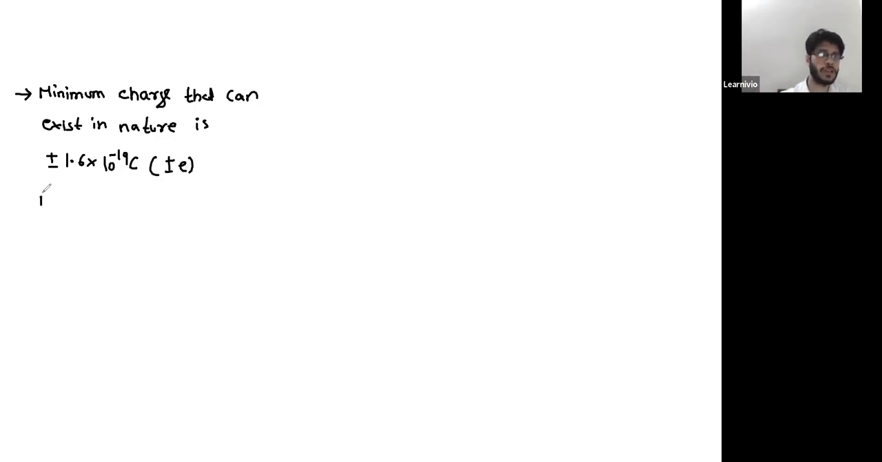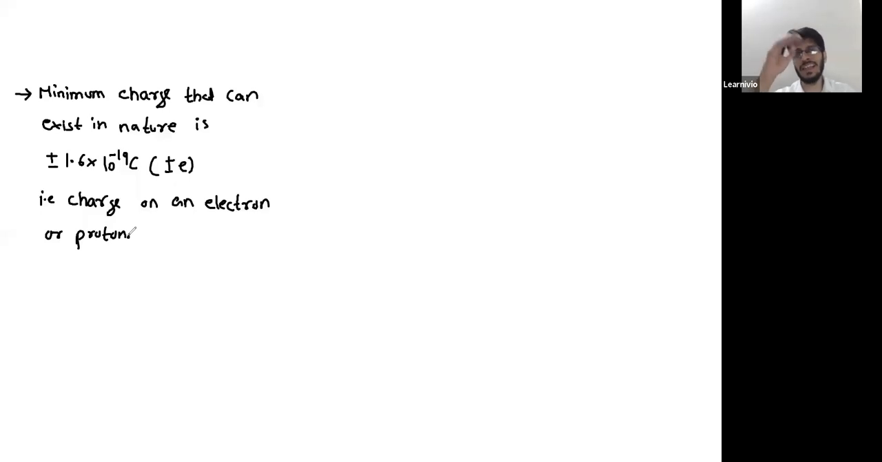That is the charge on an electron or proton. So this is the minimum value of charge that can exist in nature in free form. A charge less than 1.6 into 10 raised to minus 19 cannot exist in nature in free form. And this e stands for 1.6 into 10 raised to the power minus 19. So whenever you have e in your syllabus, that e will stand for 1.6 into 10 raised to the power minus 19.